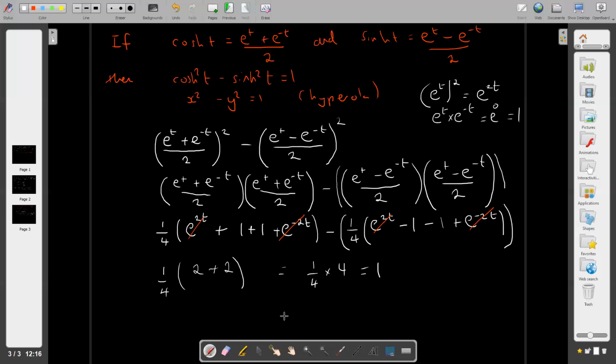So what we've just shown is that if we take cosh t to be (e^t + e^(-t))/2, and if we take sinh t as the definition (e^t - e^(-t))/2, then we're going to get 1, which is what we wanted for our parameterization of a hyperbola. So that's what we wanted.